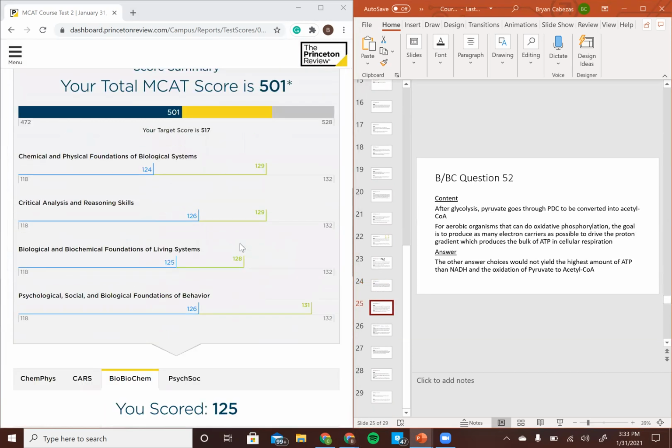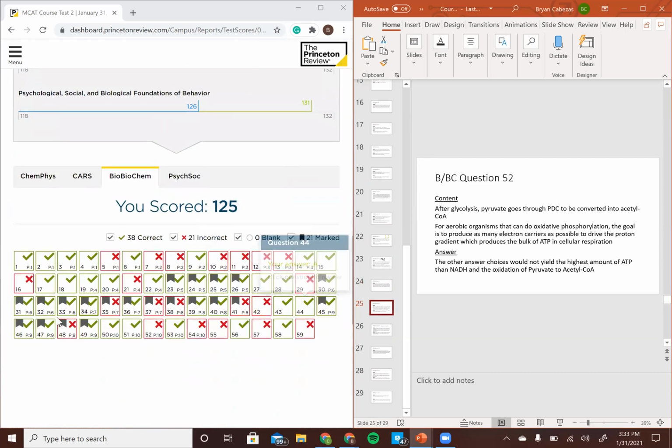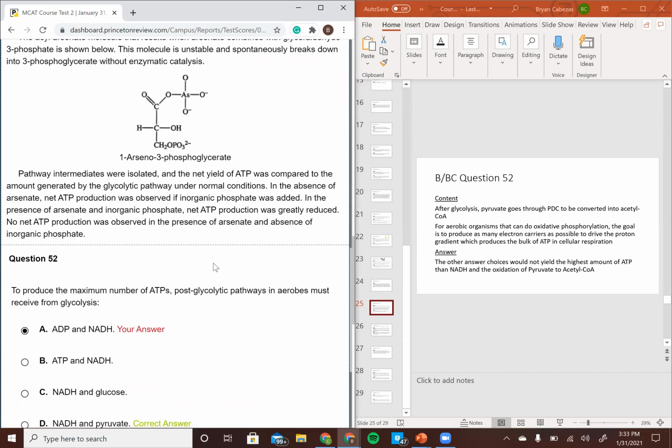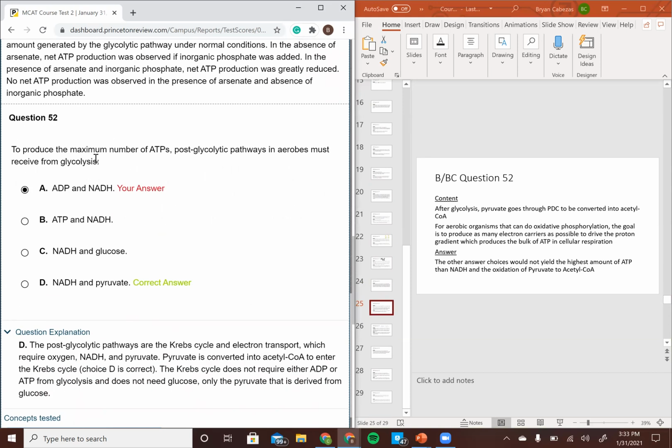I'm going to do question 52. Same passage with glycolysis. All right, it says to produce the maximum number of ATPs, post-glycolytic pathways in aerobes must receive this from glycolysis, right? And then we have the options. Okay, so let's break it down real quick.